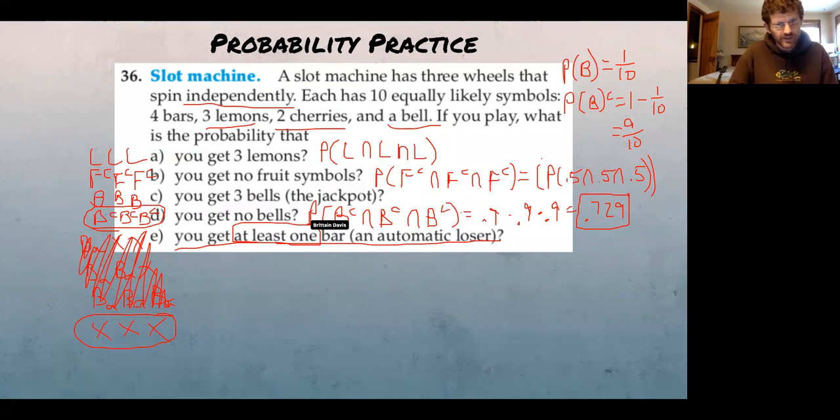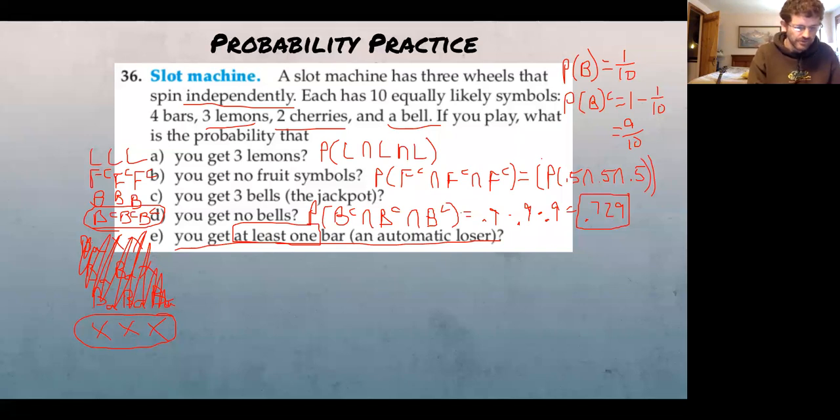So whenever you see this at least one, you need to read through that again and say, oh, this is going to be one of those weird ones where I want to find the complement of failing. So if I get no bars and I get the complement of that, I'm done. All right, so now knowing that, that's the hard part of this problem. Now I just need to think, okay, great.